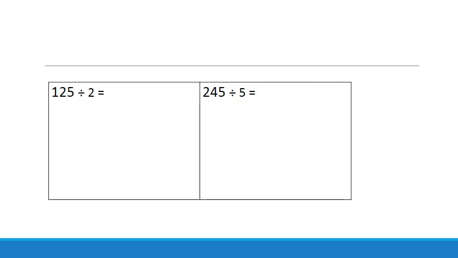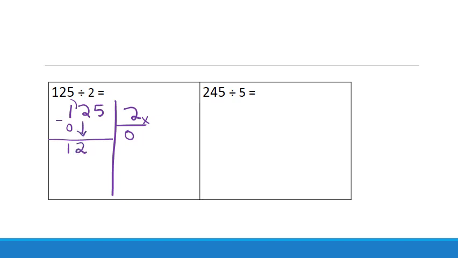Let us practice long division. I will start with this. 125 divided by 2. So the first step, divide. Is there any number you multiply by 2 to get 1? No, so it's 0. 0 times 2 is 0. And I subtract them. Then I bring 2 down. Now I have 12. 12 divided by 2 is 6. 6 times 2, 12. I subtract them and I bring 5 down.